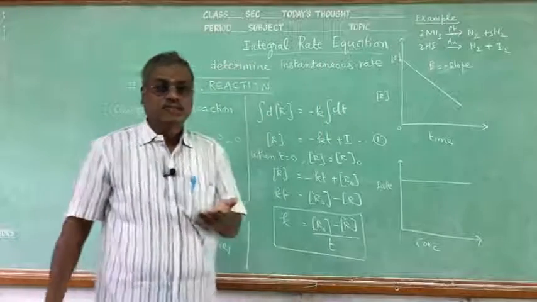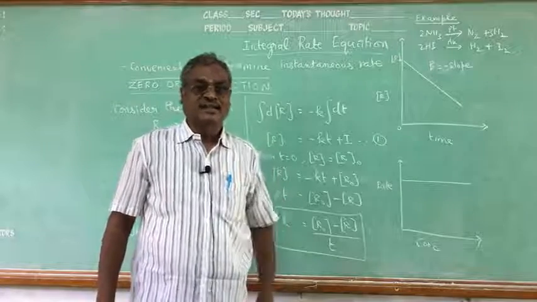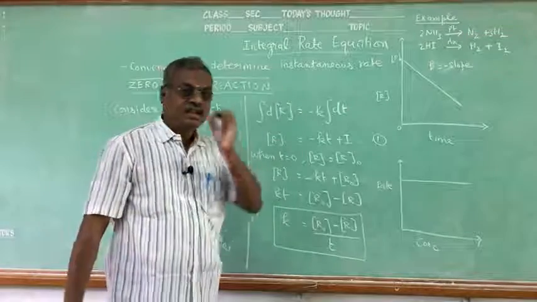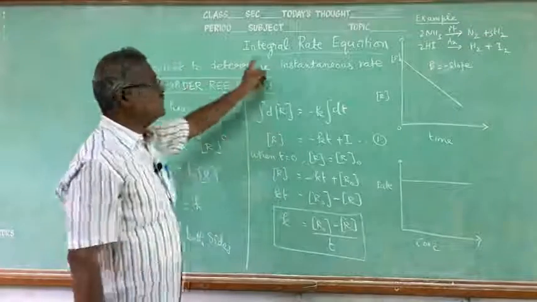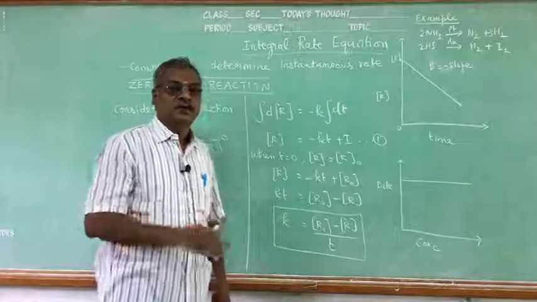So we have studied two types of rate. One is instantaneous rate, another one is average rate. This instantaneous rate can be determined very conveniently by the integral rate equation. So we have to integrate the rate equation. So how to integrate it?